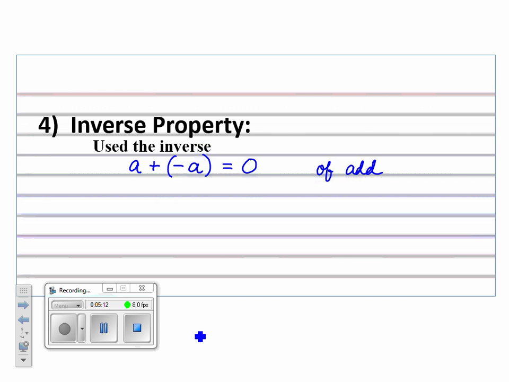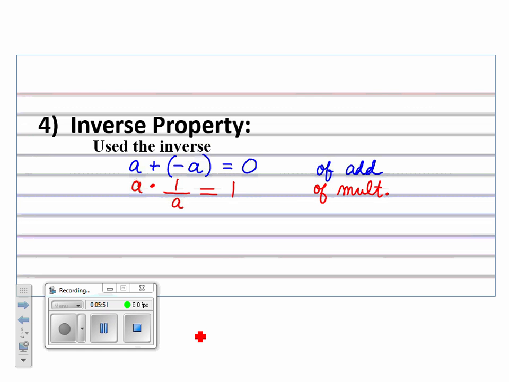So a plus a negative a, that's a minus a, or a subtract a, that all means the same thing, would be 0. For multiplication, the opposite of multiplication is dividing. So we'd multiply by what's called the reciprocal. The reciprocal is taking it and flipping the fraction so the denominator is in the numerator and the numerator is in the denominator. The a's would cancel and you'd be left with 1. That's the inverse property, canceling it out. So that's the inverse property of multiplication.